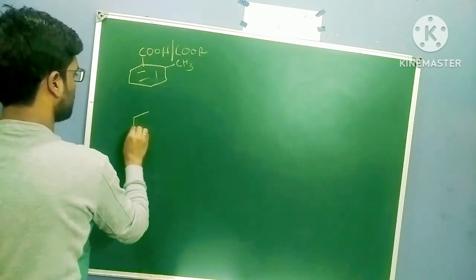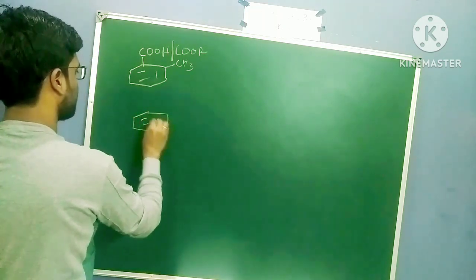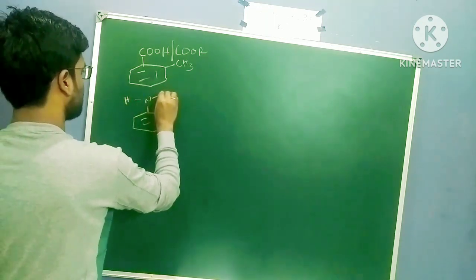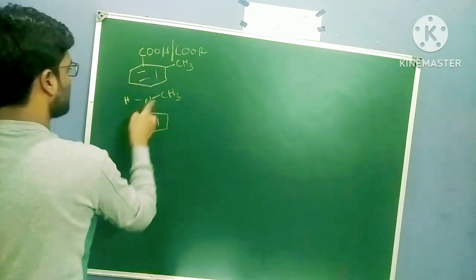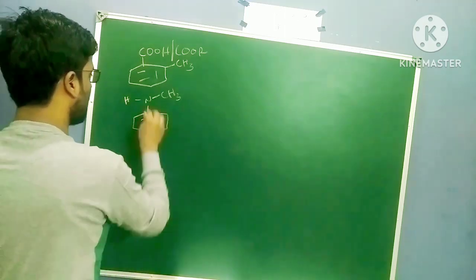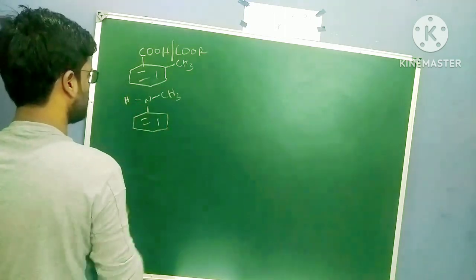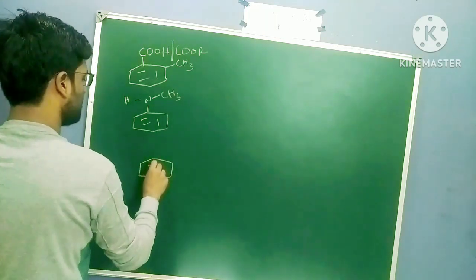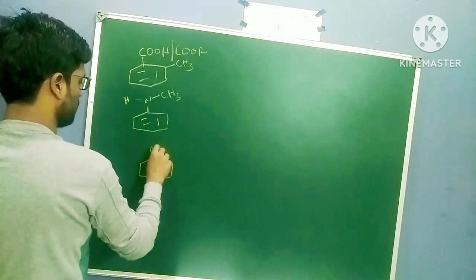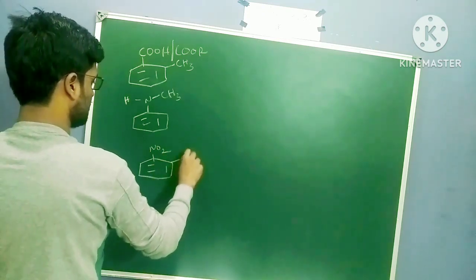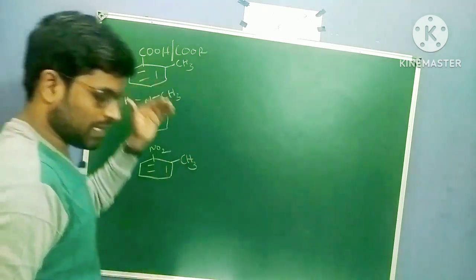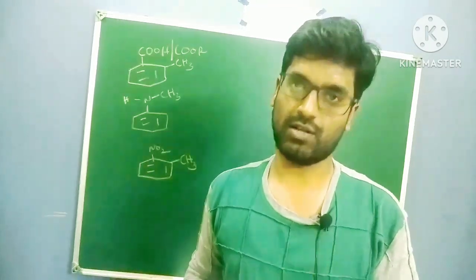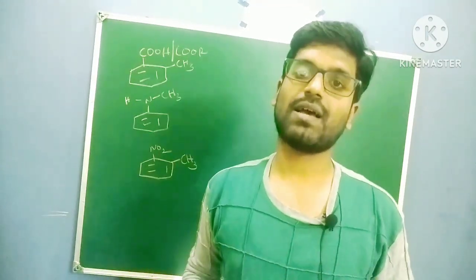Next example, in place of NH2, if I have any CH3 group or 2 CH3 groups, that will also show steric inhibition of resonance. This is the second example. Third important example is NO2. Here CH3, right? So these groups are important groups. These groups will show steric inhibition of resonance. You have to remember these groups.